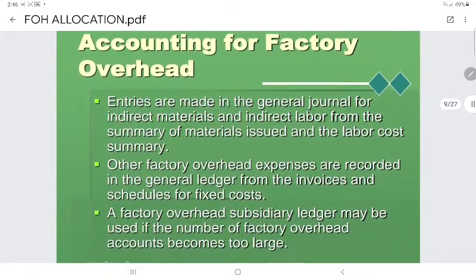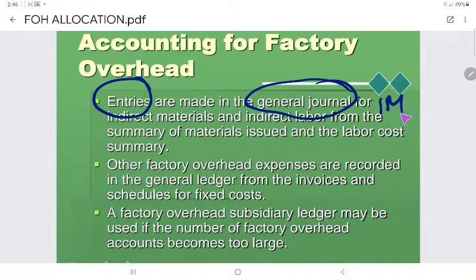Then, how are you going to do it? Ayan, una, magjo-journal entry tayo saan? Sa general journal. Ng ano? Ng indirect materials tsaka indirect labor. And then all the other factory overhead, no?